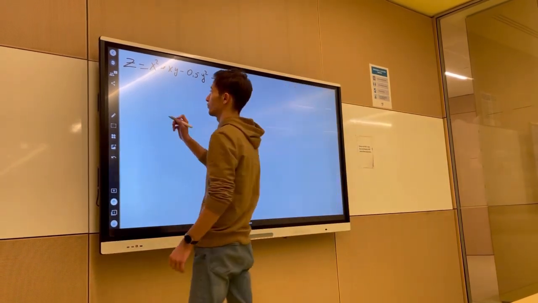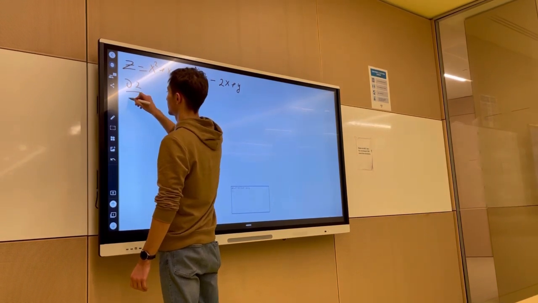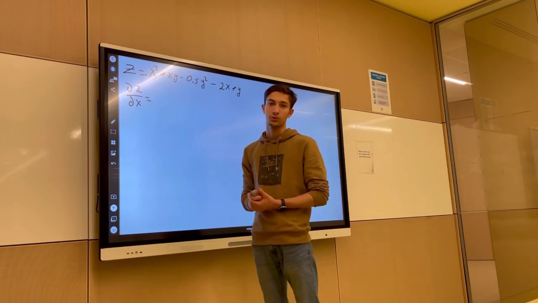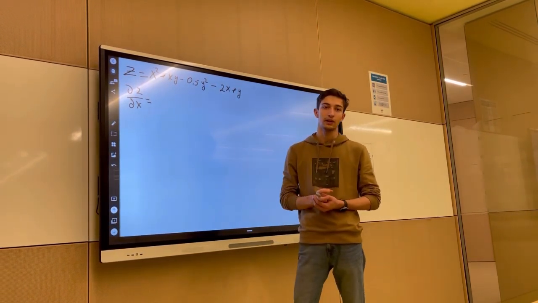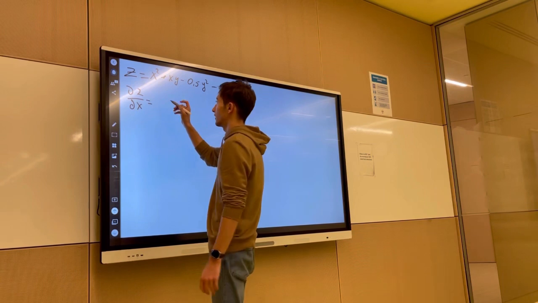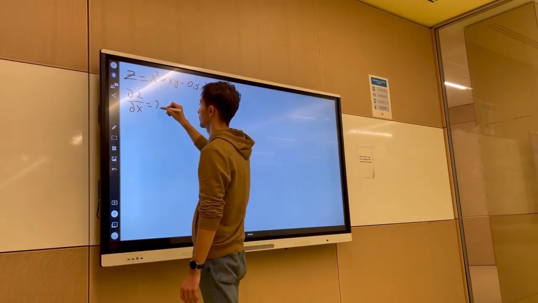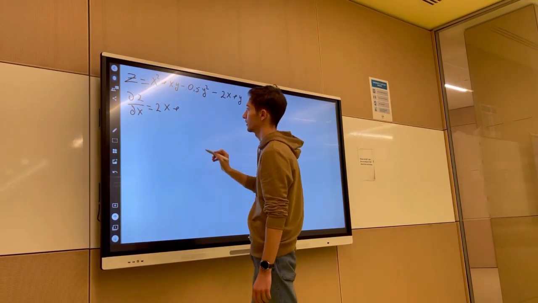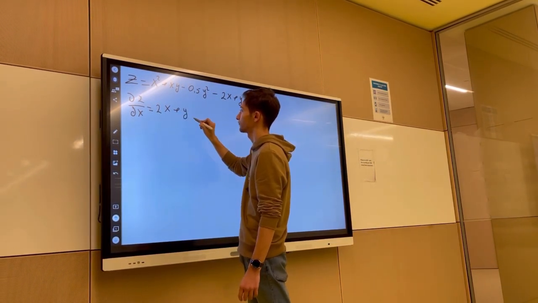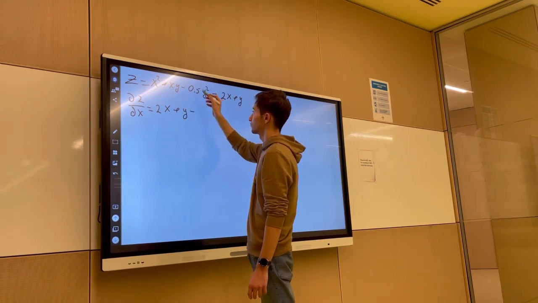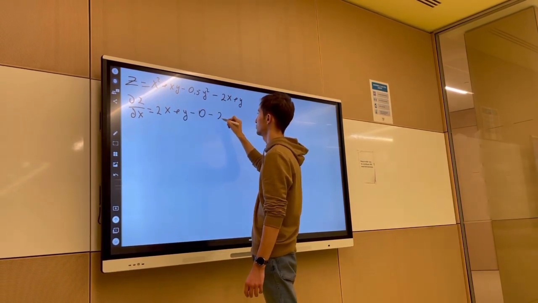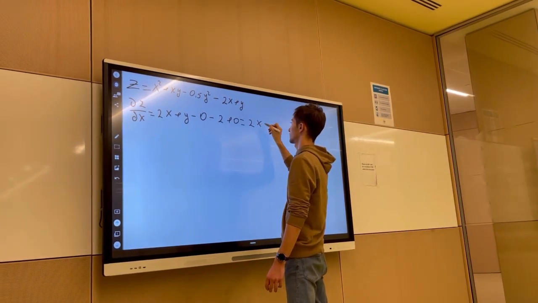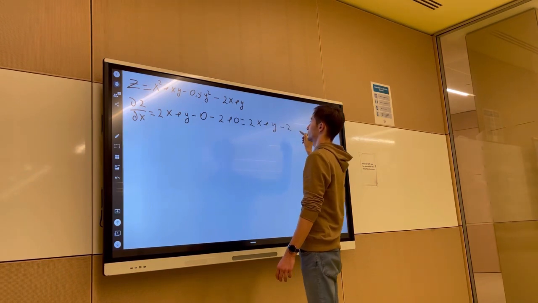We will use first of all delta z over delta x. As you know, we will consider all x's as variables and all other variables like constant numbers. For example, x squared's derivative will be 2x plus, we will use y as constant and it will give us y, and minus 0, minus 2 plus 0. And we can consider it like 2x plus y minus 2.